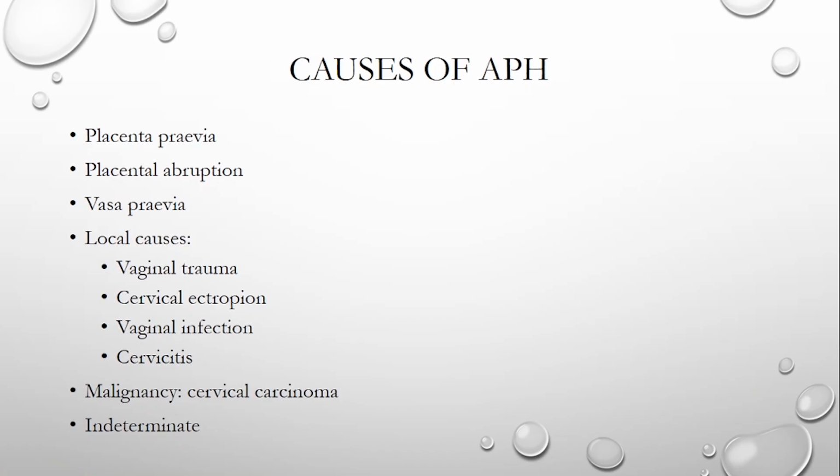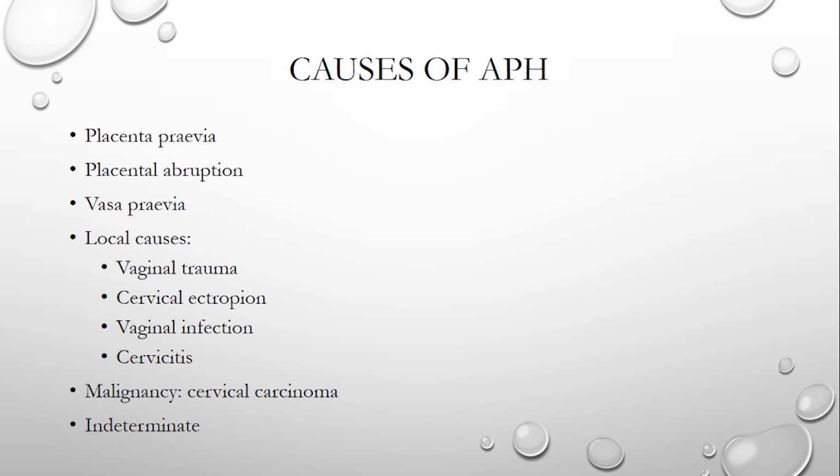What are the causes of antepartum hemorrhage? The major cause of antepartum hemorrhage is placenta previa, which I will define later on. The second major cause is placenta abruptio. And the third cause, which is very rare, is the vasa previa. There are some local causes that could mimic placenta previa, placenta abruptio, and vasa previa.